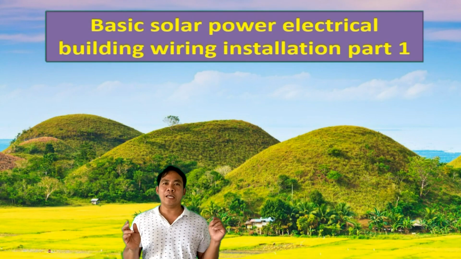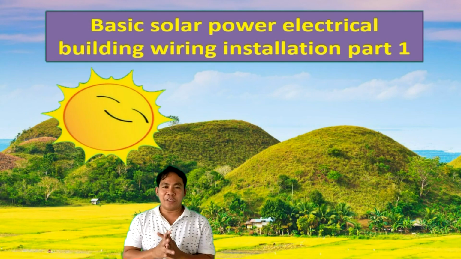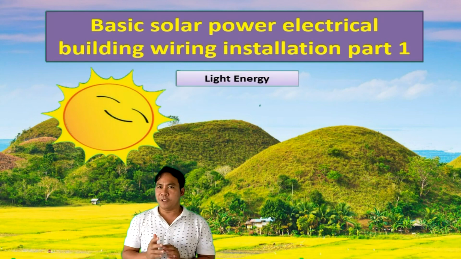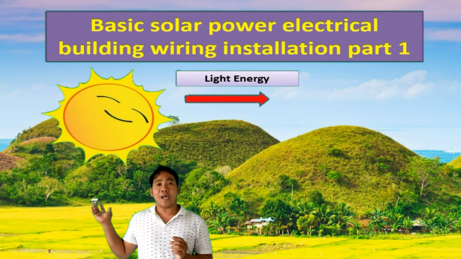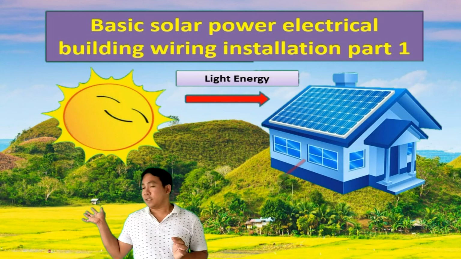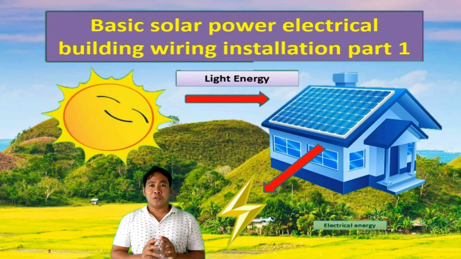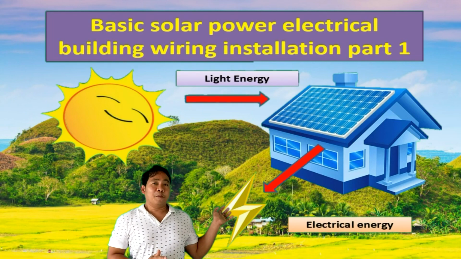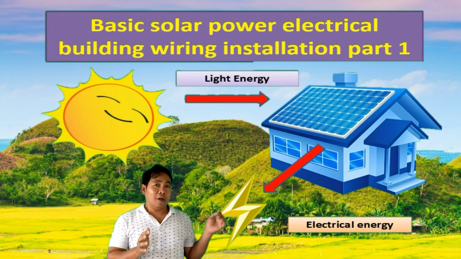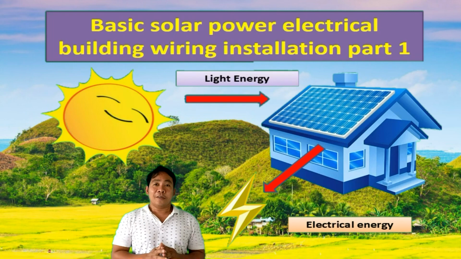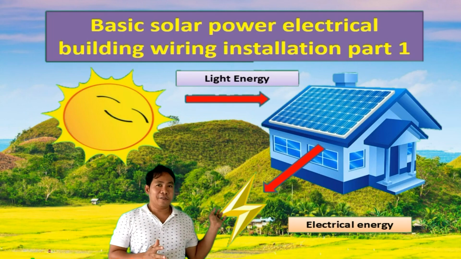Basic solar power electrical wiring installations, part 1. So we have the sun, and we know that the sun will produce light, and the light will be converted into electrical energy using the solar panel. And basically that is the conversion of light energy to electrical energy.